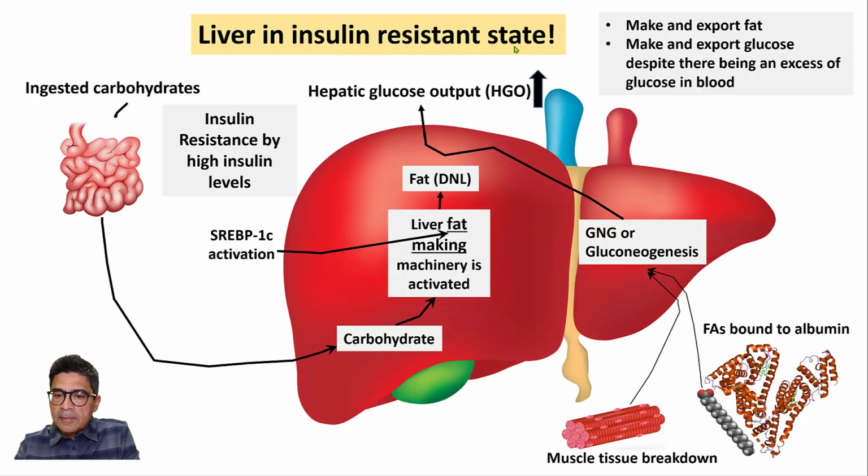However, in an insulin resistant state, the action of insulin on carbohydrates in terms of oxidation is reduced, so it cannot burn it. It cannot store it as glycogen.